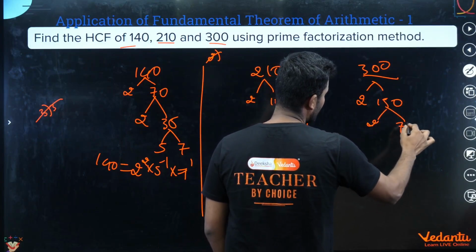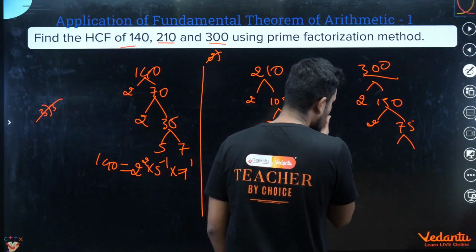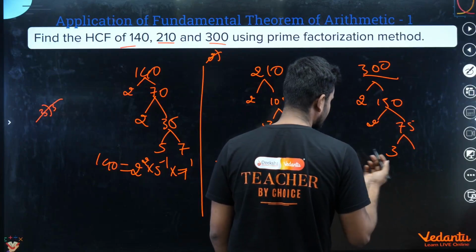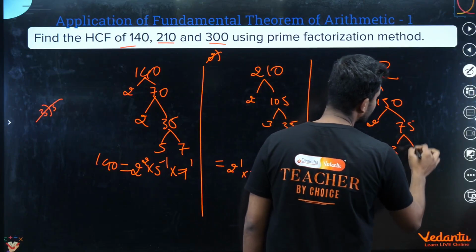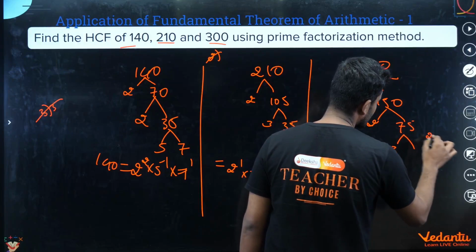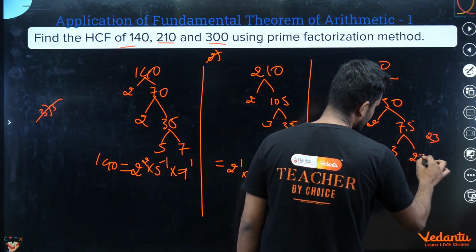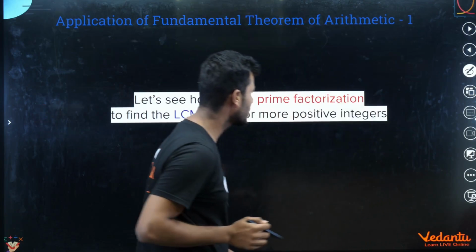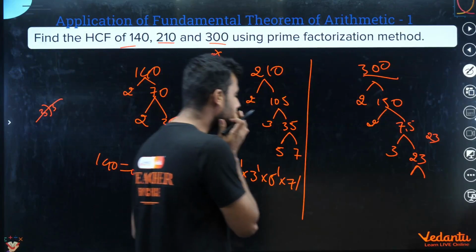2 into 150, it's done now. 2 into 75. Then 75 is divided by 3. 3 2s are 6, and 23. 23 is done. What is the prime factor here? Look here. What is the prime factor, students?